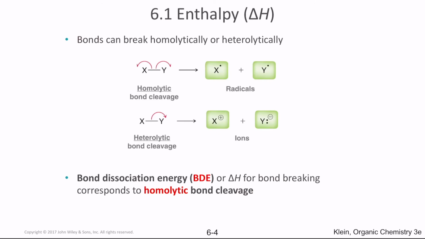And bonds can break two ways. Either they can break homolytically or heterolytically. Homolytically, when they break, they each take one electron from the bond. We call these individual molecules that have one electron each radicals. We'll discuss more about this at the end of this course.